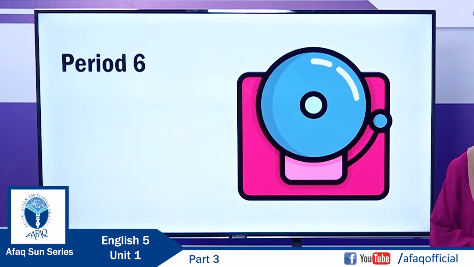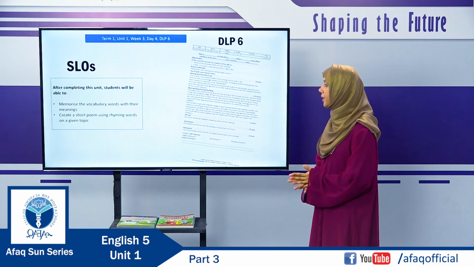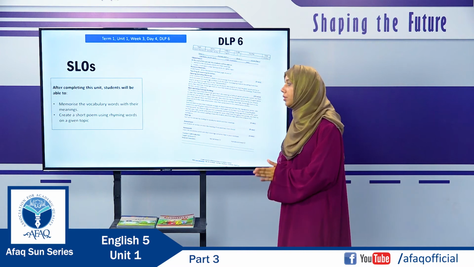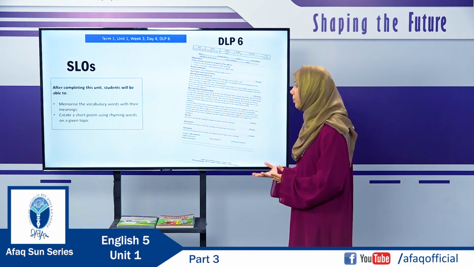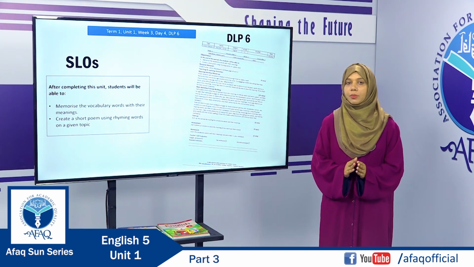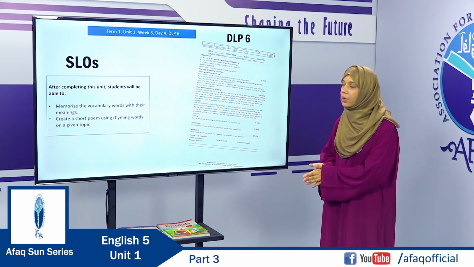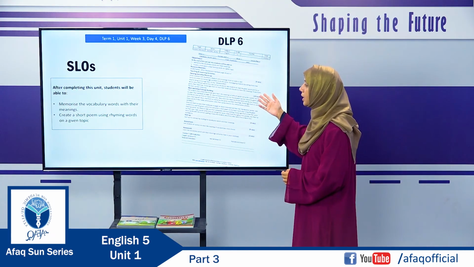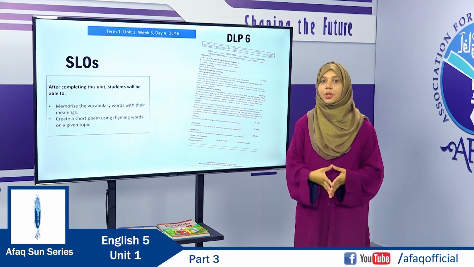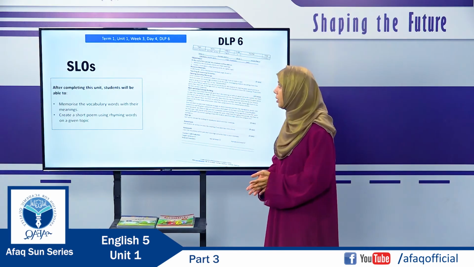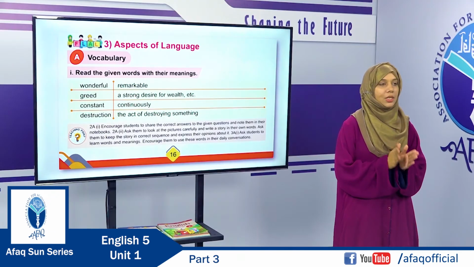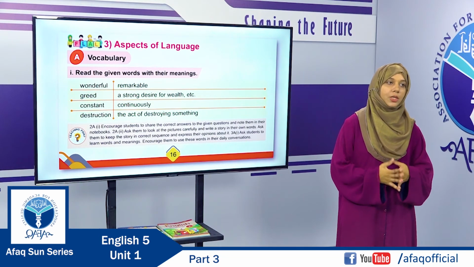This is the 6th period of 3rd week. In this period, the students will be able to memorize the vocabulary words with their meanings and create a short poem using rhyming words on a given topic. Respected teachers, AFAQ has provided you complete guidelines to cover these SLOs in DLP 6. You can see DLP 6 on the screen as well. DLP 6 will be covered on the 4th day of the suggested timetable, and this is the 3rd week of Unit 1, Term 1. Dear students, open page number 16 of your textbook.